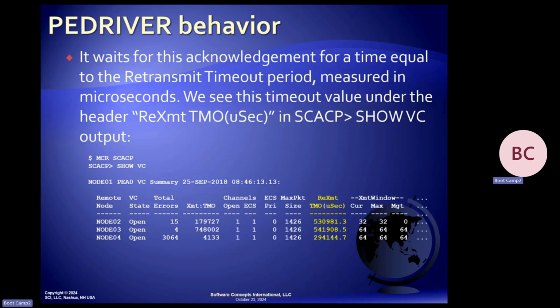It waits for an acknowledgement for a time equal to the retransmit timeout period. This is something that it calculates based on what it's been observing in the network, and it tries to figure out how long it should take to get an acknowledgement. And if I don't get an acknowledgement within that amount of time, it says it must have been lost. I'm going to send it again proactively to make sure that it gets across to the other side.